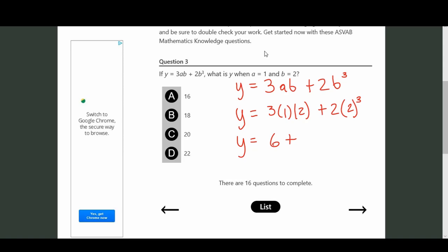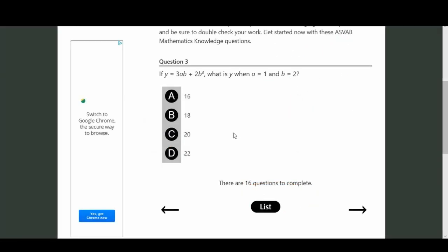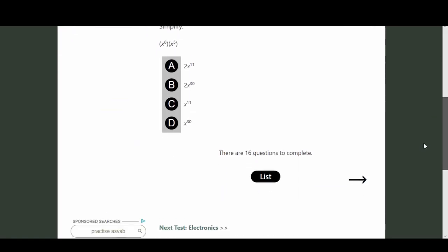2 to the third is the same as 2 times 2 times 2, which equals 2 times 2 is 4, times 2 is 8. So 2 to the third is 8. Of course, we have a 2 there, so this is 2 times 8. Let's keep working it out. 6 plus 2 times 8 is 16. 6 plus 16 is 22. And that's that one. Okay. So again, just some basic algebra, including with some exponents. Let's go ahead and see what number 4 looks like.